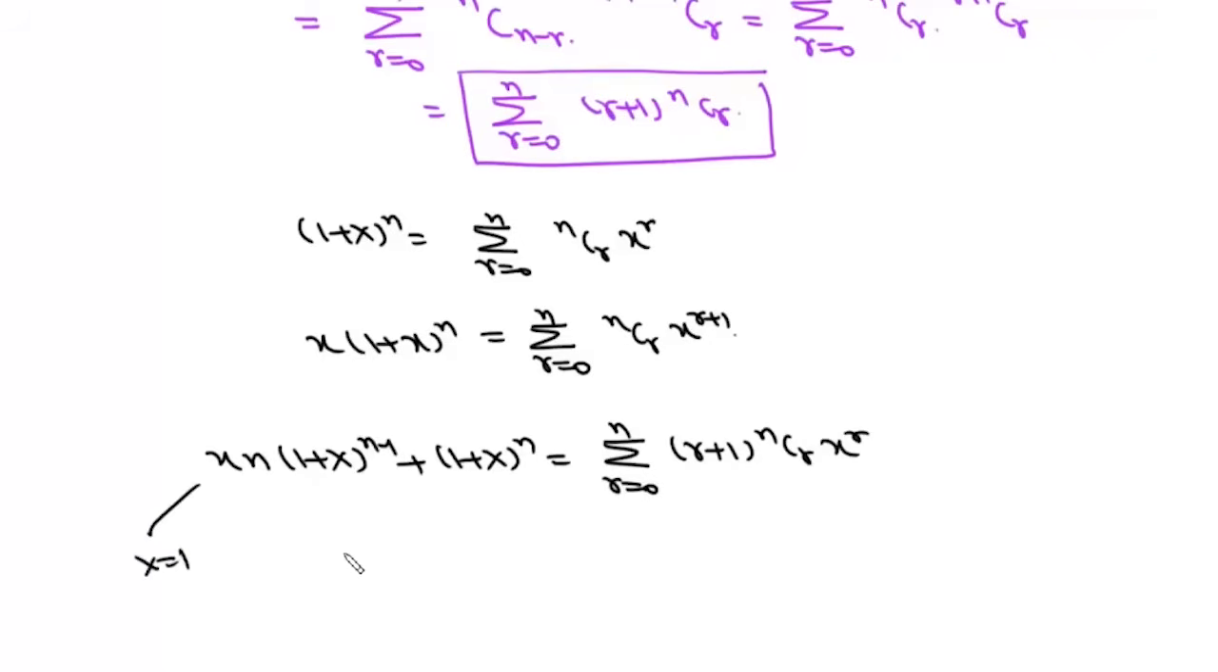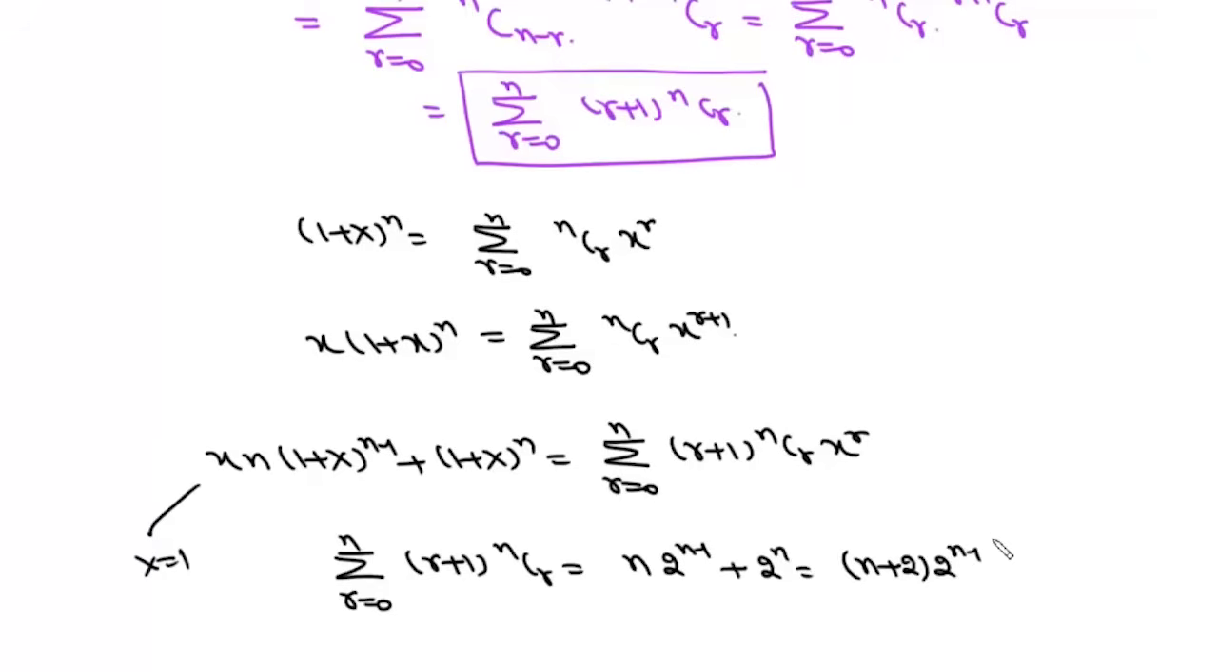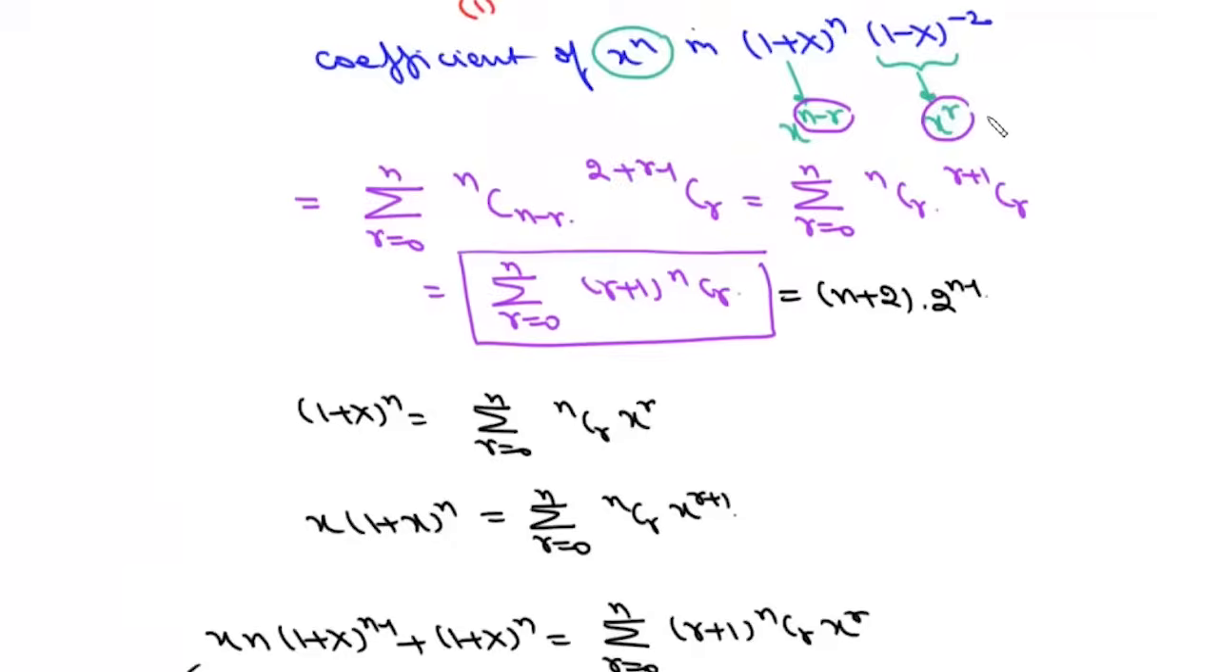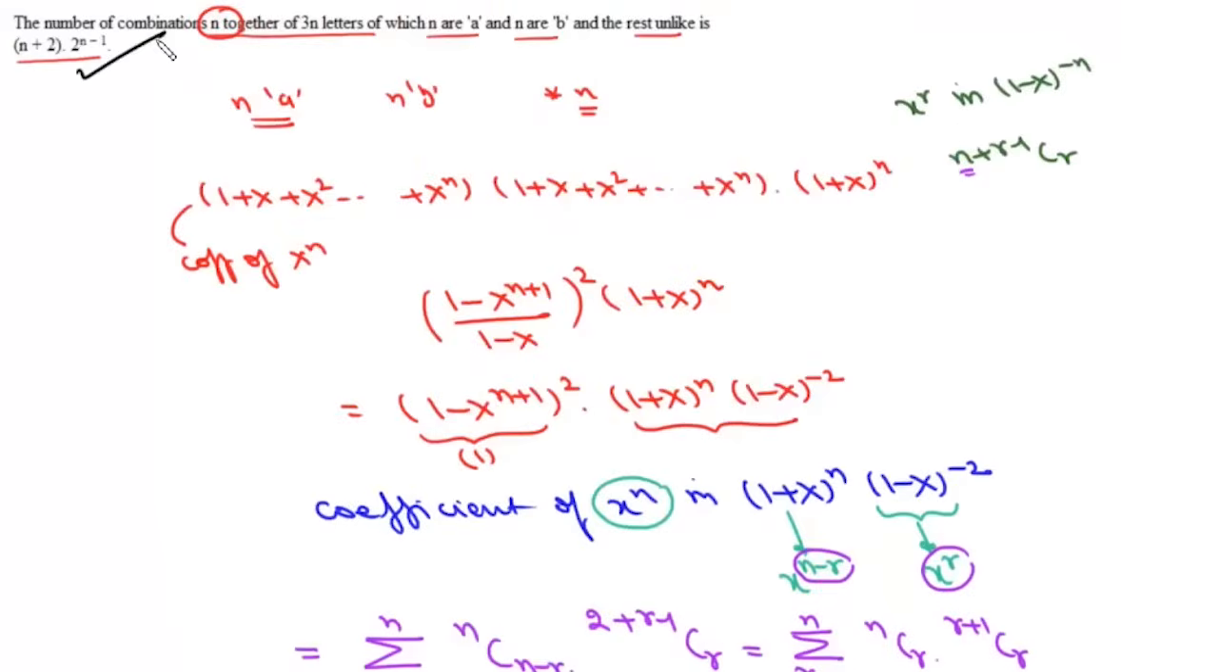Now we put x as 1, the right hand side will be the summation r varies from 0 to n, r plus 1 nCr, and on the left hand side it will be n into 2 to the power of n minus 1 plus 2 to the power of n. Now we'll take 2 to the power of n minus 1 common, so it will be n plus 2 into 2 to the power of n minus 1. So the coefficient of x to the power n will be n plus 2 into 2 to the power of n minus 1, which is what we needed to show.